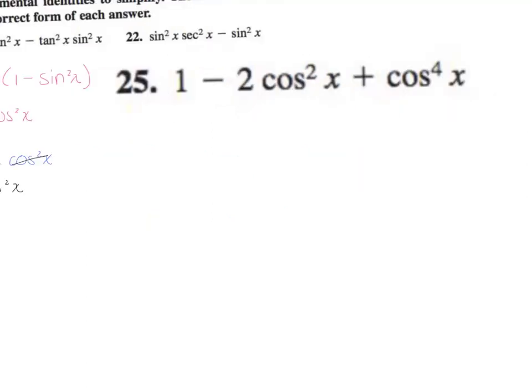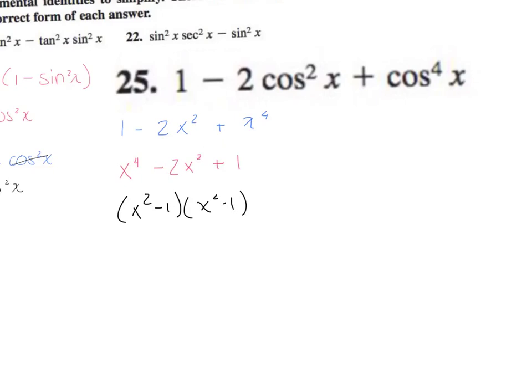Alright, so let's take a look at number 25. If it helps you, temporarily re-express it with algebraic variables. So let's just rewrite this as 1 minus 2x squared plus x to the fourth. And ask yourself, is that factorable? If it is, factor it, and then re-express x as cosine. If it helps you, put this in descending power with x to the fourth first. Okay, yes, this is factorable. Here, we would end up with x squared minus 1 times x squared minus 1.